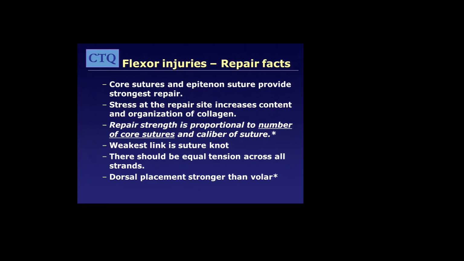Repair facts following flexor tendon repair of the hand. The best construct for these repairs is core sutures in combination with epitenon sutures. Remember that stress at the site of the repair increases content and organization of the collagen molecules. Repair strength is proportional to the number of core sutures and the caliber of the suture. You should have equal tension across all strands, and dorsal placement is biomechanically stronger than volar placement.